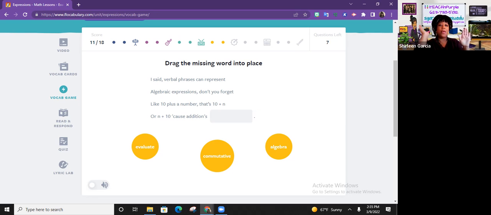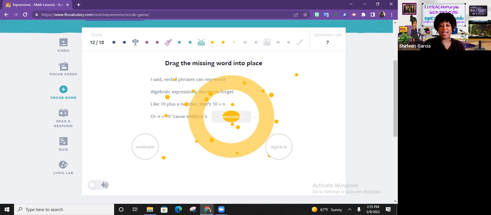10 plus n, or it can travel, n plus 10. And it means the same thing. What is that property called? Yes, commutative. It can commute back and forth, but it means the same thing. Good job. All right, all right.